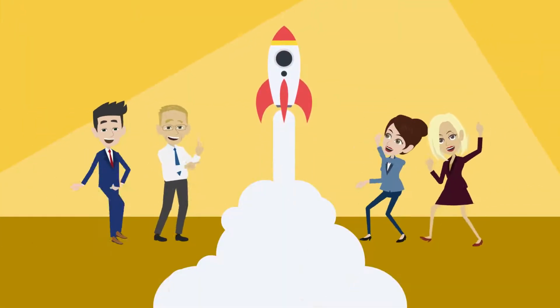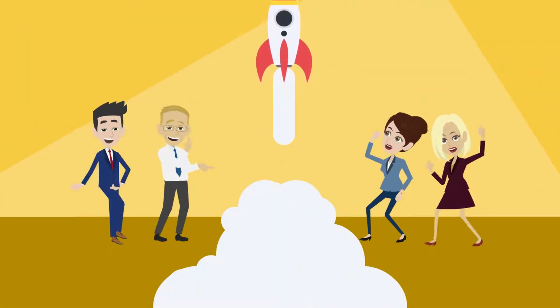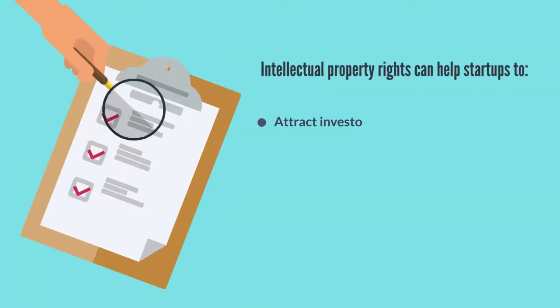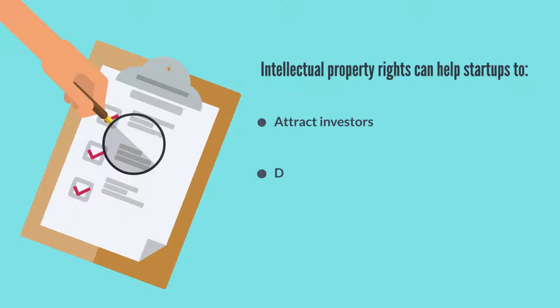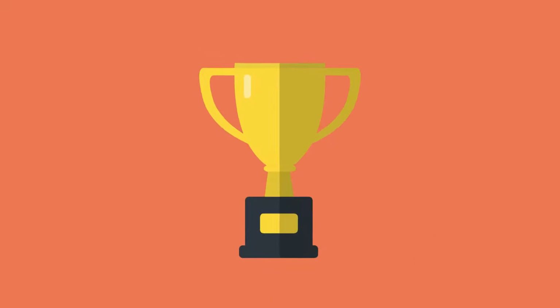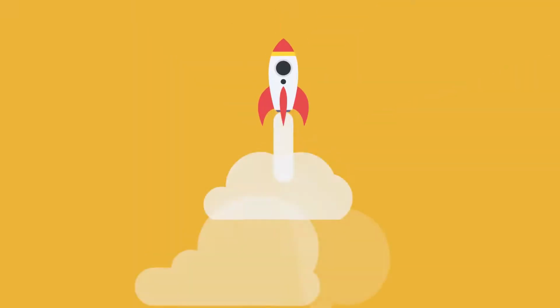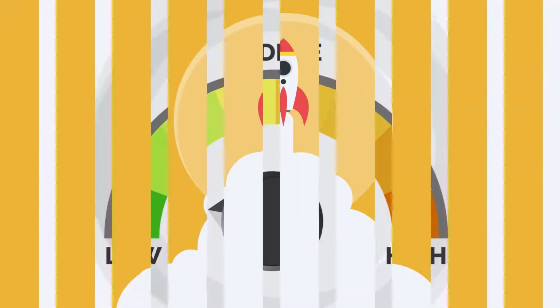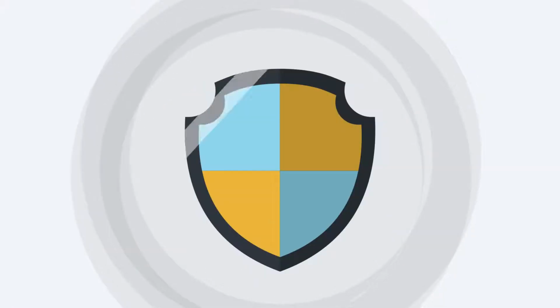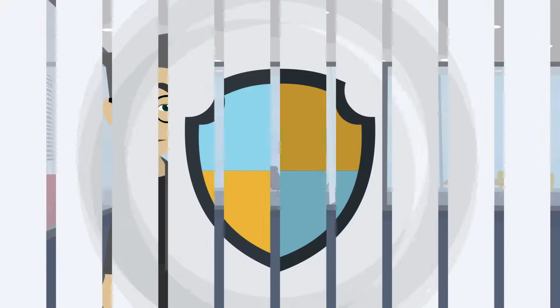Intellectual property rights are the most valuable assets of any company, but particularly startups, because they can help startups attract investors, raise capital, protect market share by preventing or deterring competitors from offering competing products or services, and even help avoid or reduce the possibility of expensive litigations. With all the benefits they offer, and the fact that they account for most of the value of startups, intellectual property rights should be given the highest priority and must be carefully thought of and protected.